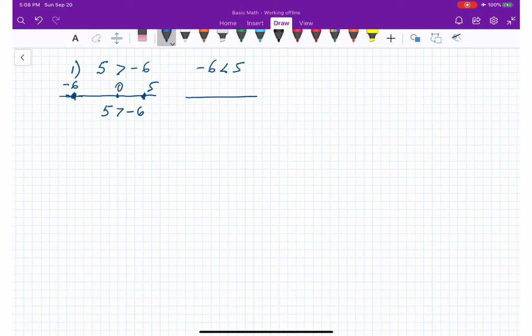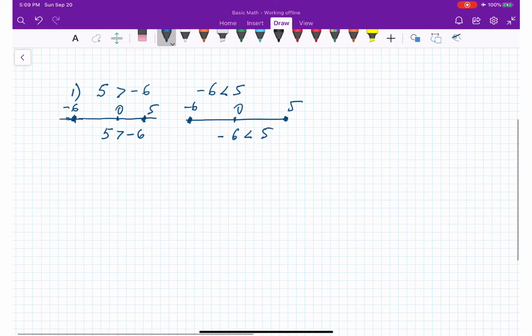Next, 0, this is -6, this is 5. So the number on the left side is less than, right? If the number on the right side is greater than the number on the left side, accordingly the number on the left side is going to be less than the number on the right side, which is -6 less than 5. So they are equivalent. The same thing.